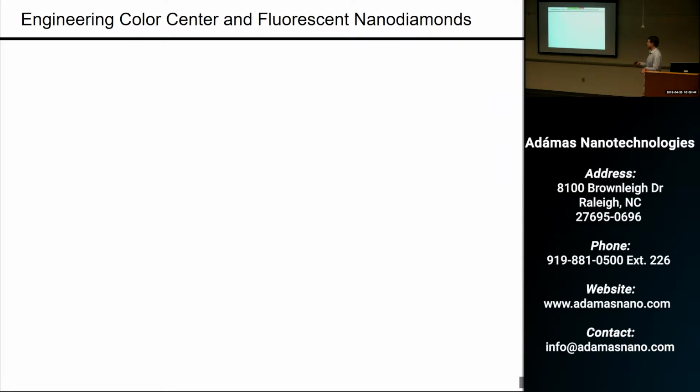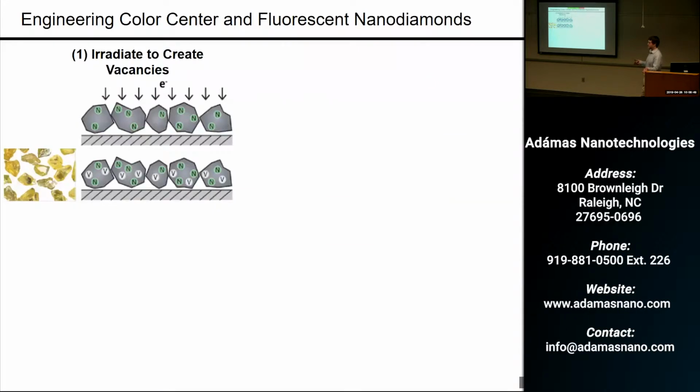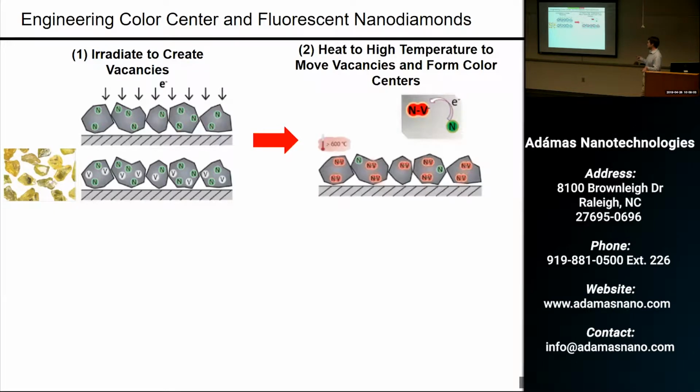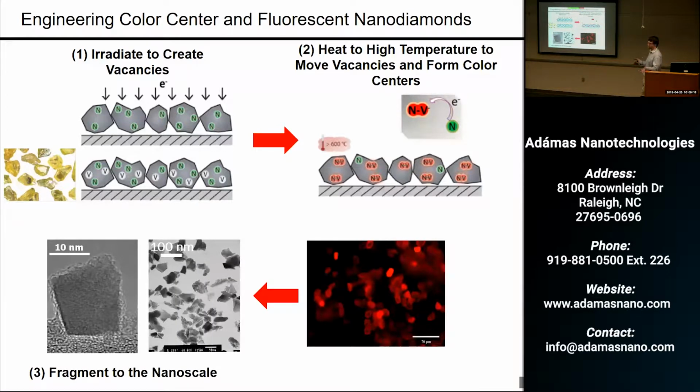How do we actually produce color centers in diamond? Well, first we need to introduce vacancies, which is accomplished by irradiating particulate diamond or bulk diamond with high energy irradiation, be it electrons or neutrons or protons or what have you. We then heat treat this diamond at high temperature. Vacancies diffuse, they move around in the lattice and then form complexes with the nitrogen, which gives you your color center. And then we fragment these diamonds down to the nanoscale. And there you go, we have our fluorescent nanodiamonds.